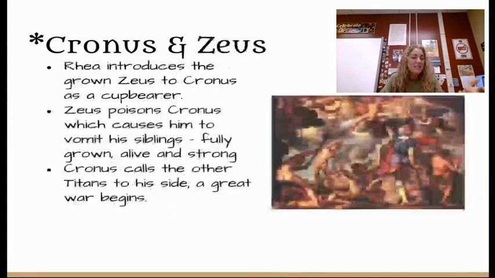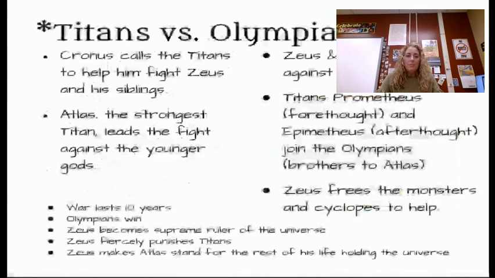Cronus calls to all of his siblings, the other Titans, to come to his side, and he wages war against the next generation, his own children, the Olympians. So now we have a war between the Titans and the Olympians. So Atlas, the strongest Titan, and if you recall, Atlas is the one that can hold the world above his head, leads the fight against the younger, less experienced gods, the Olympians. The war lasts for 10 years. Zeus and his siblings, of course, fight against them.